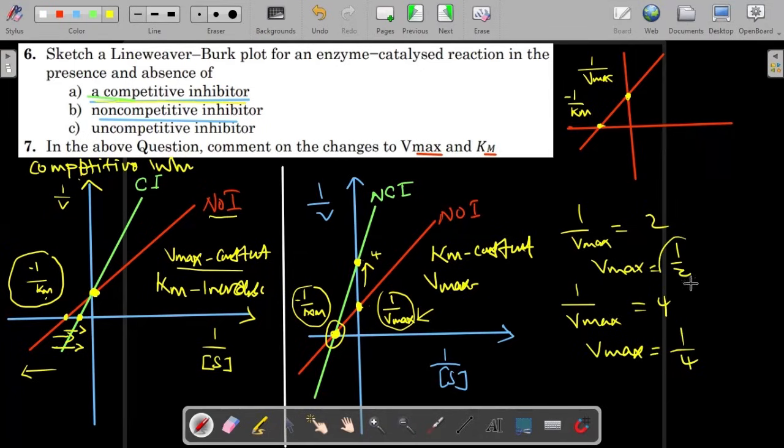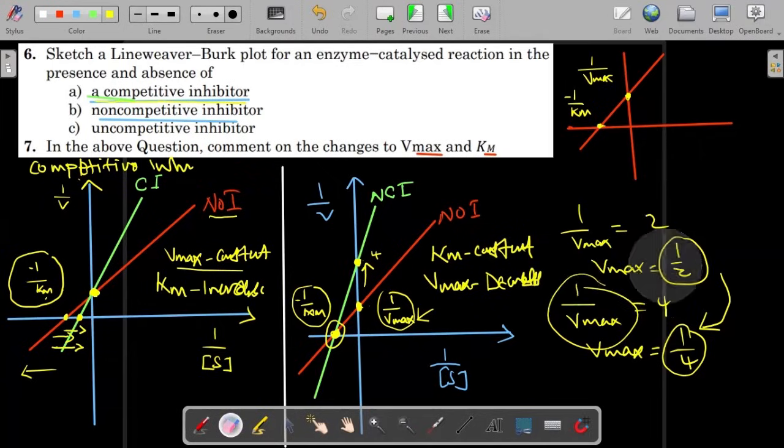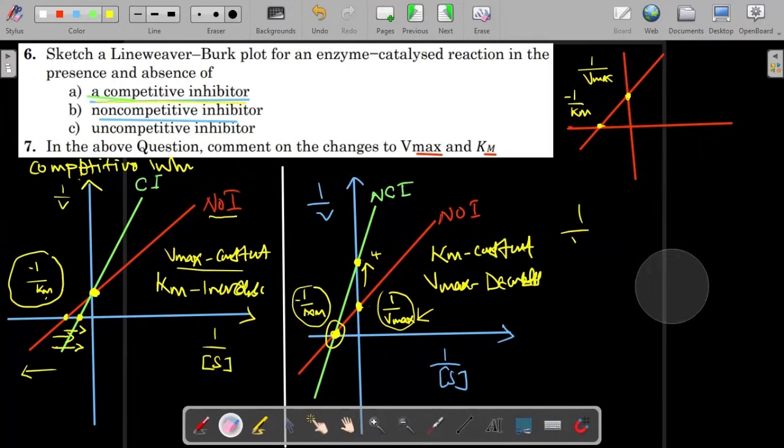So what has happened from this Vmax to this Vmax? We see that the Vmax has decreased. Okay, because it is a positive value here as opposed to what happened to this -1 over Km. So we are going to say here Vmax decreases. Okay, so that's what we are going to conclude there. So the Km remains constant in the presence of a non-competitive inhibitor, but the Vmax decreases.